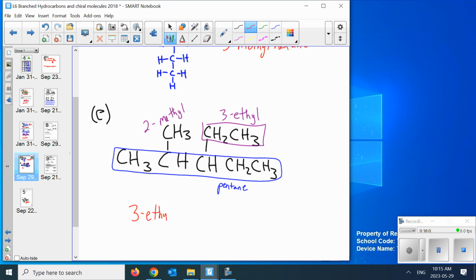Ethyl, 2, methyl, and the pentane. There's that alphabetical order thing.